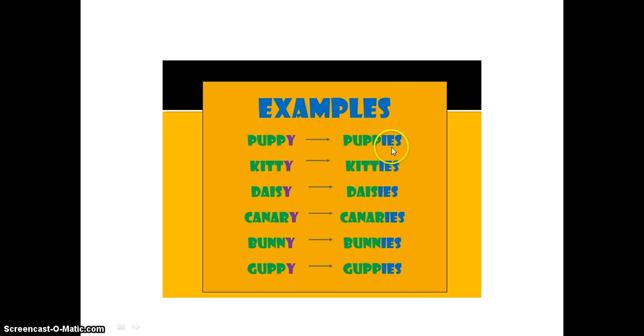That is why we have poppies. P-O-P-P-Y becomes poppies, P-O-P-P-I-E-S. Great. So the same rule applies to kitty. Kitty becomes kitties. Daisy becomes daisies. Canary becomes canaries. Bunny becomes bunnies. And guppy becomes guppies. Great.